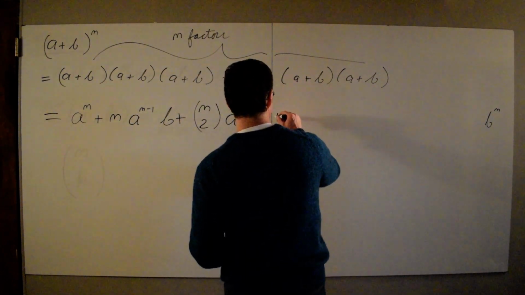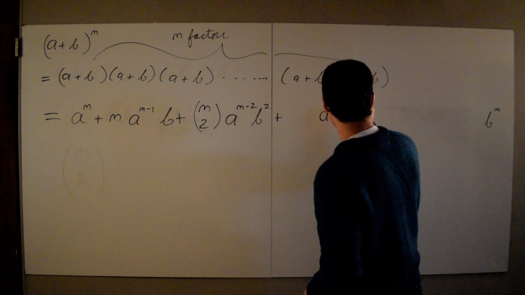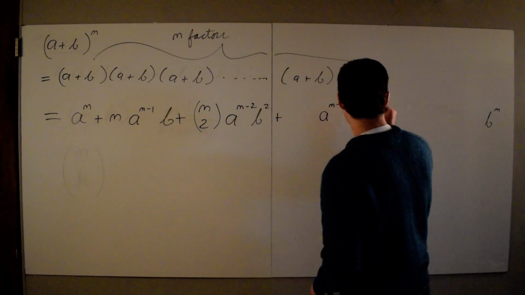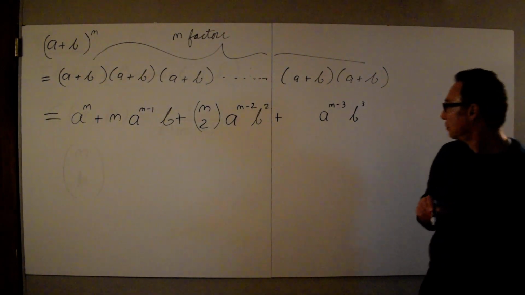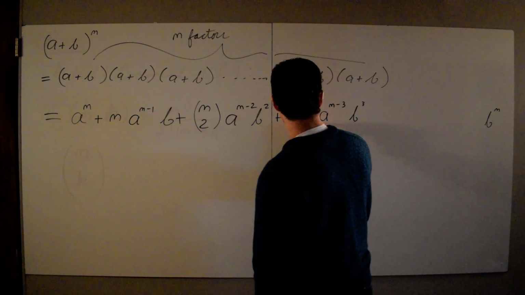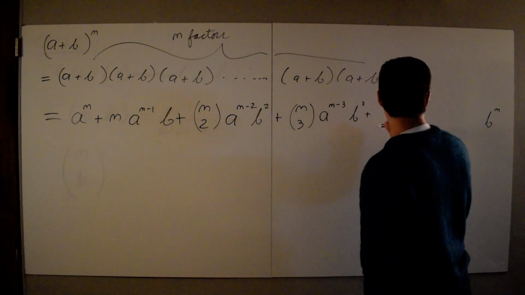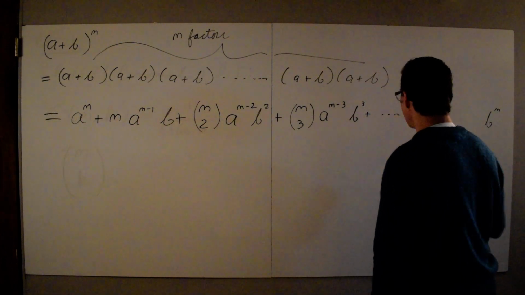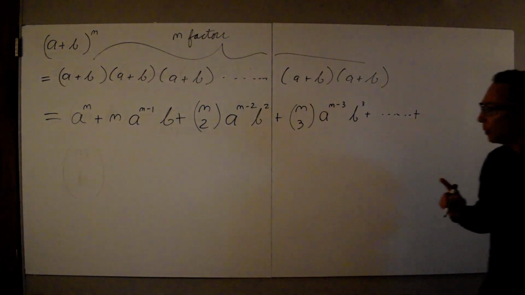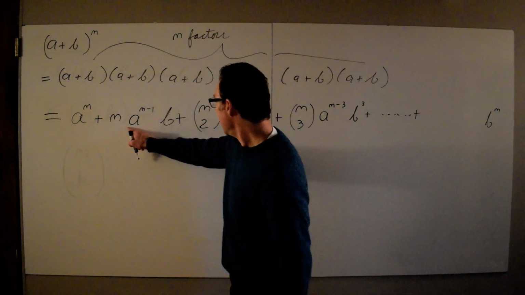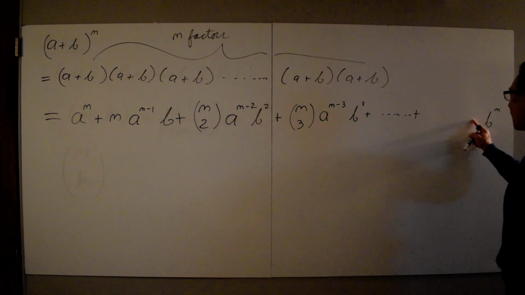We'll do the next one. We also have an a to the n minus 3 b cubed. How many of those terms do we have? We have n choose 3. Finally, we come down to this term. We could follow the same logic that we did here, or we could ask, what is this last term here?